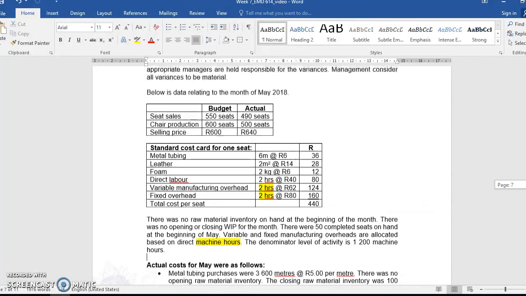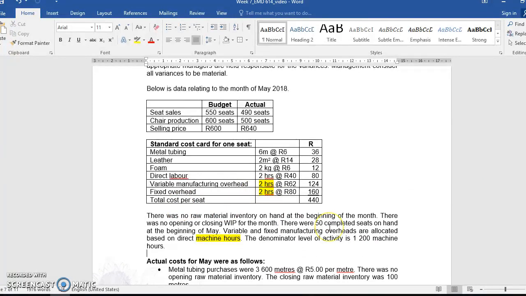Then just some more information. They said there's no raw material inventory on hand at the beginning of the month. There was no opening work in progress for the month. Don't concern yourself too much with work in progress for now. Basically, metal tubing, leather, and foam are raw materials, and there was nothing on hand when we started the month. They also say there were 50 completed seats on hand at the beginning of May. In other words, when we started the month, we already had 50 seats on hand that could have been sold to customers.